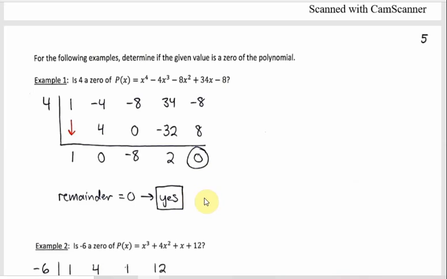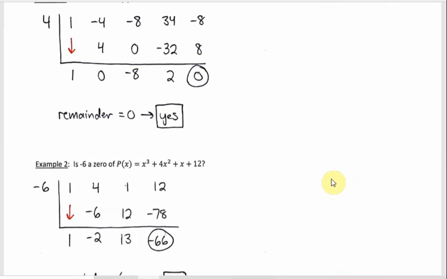So is it a 0 of the polynomial? All you're really looking at is whether the remainder is going to be 0 or something else. So here it's 0. In number 2, it's something else.